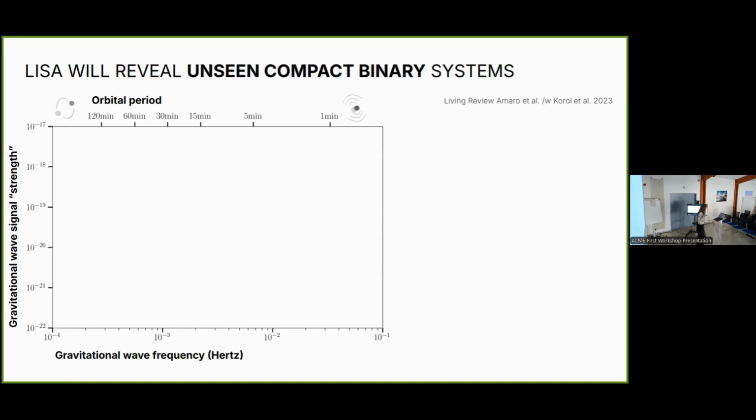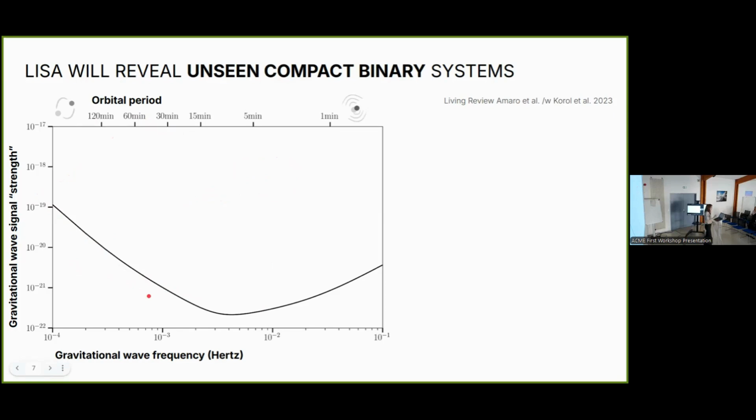And in the LISA field, we really like to show our binaries on this plot. So you have here gravitational wave frequency. This is the LISA sensitivity band. On the y-axis, you have the amplitude or strain parameter that can be intuitively interpreted as the strength of the signal. On the top, you have the respective binary orbital period. So we will detect binaries between 2 hours to minutes orbital period. This is the expected LISA sensitivity, so all the sources above this curve are detectable by LISA and below are not.